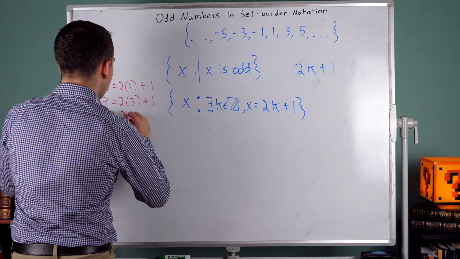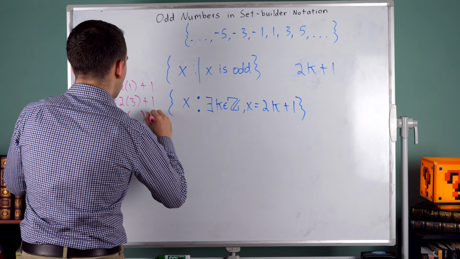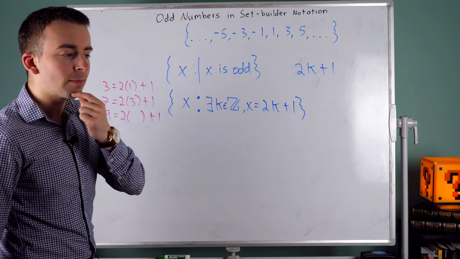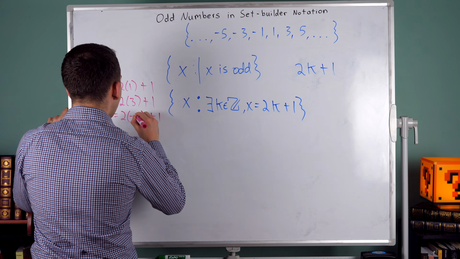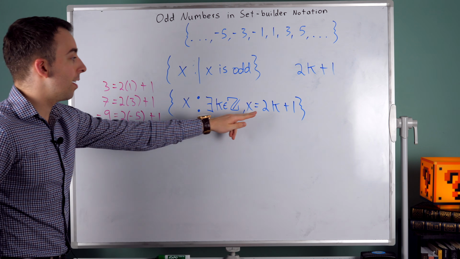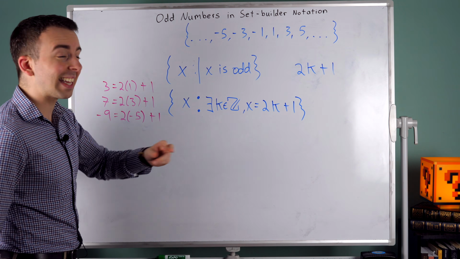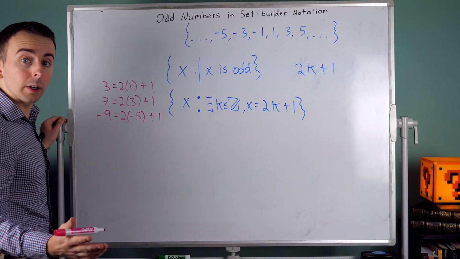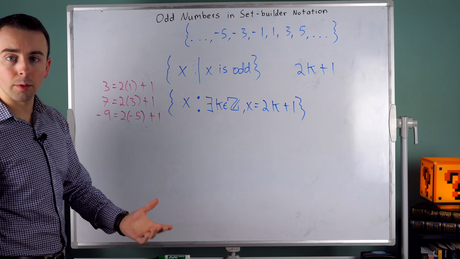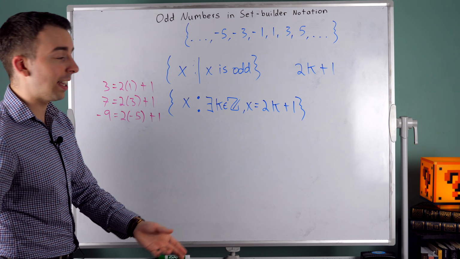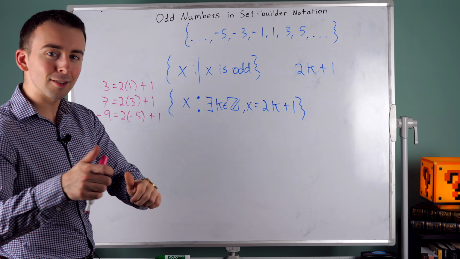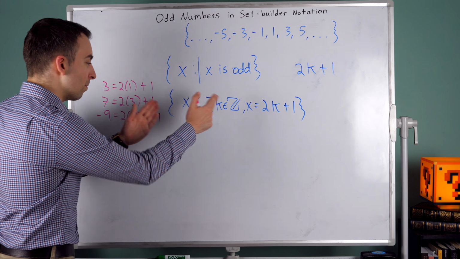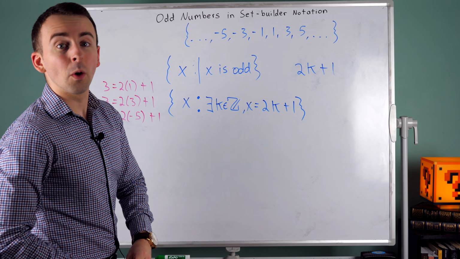It should equal, if it's going to be in this set, 1 more than 2 times something. In this case, negative 5 would work. Negative 5 is an integer. That's our k value in this case. Negative 9 is 1 more than 2 times negative 5. 2 times negative 5 is negative 10, plus 1 is negative 9, so that works. But hopefully you're pretty familiar with the definition of an odd number, so you can see this definitely works.